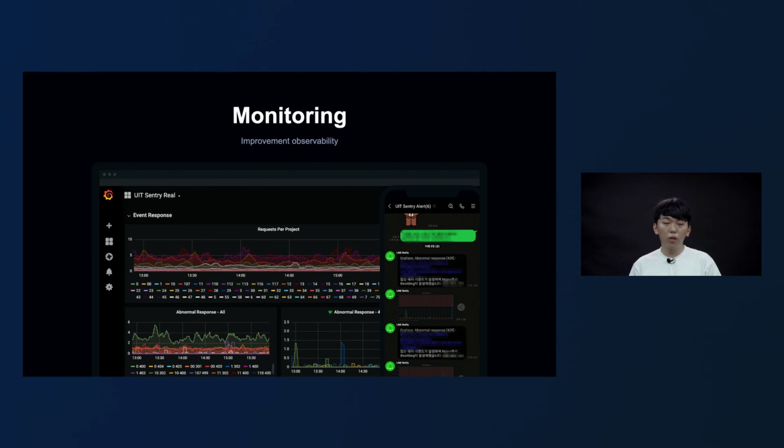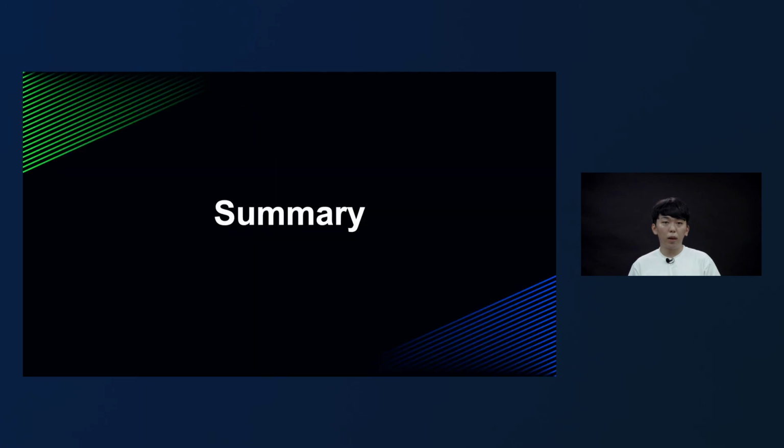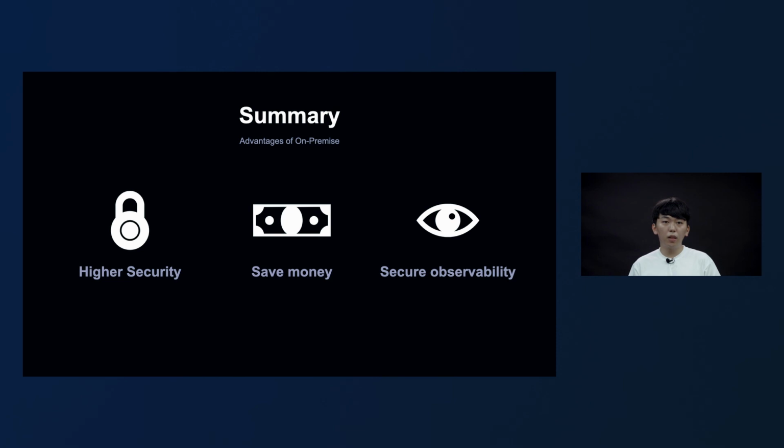We added hardware status indicators such as CPU, memory usage, and disk usage, and visualized them for monitoring. In addition, it is set to observe the status of requests and responses, detect any abnormalities, and send alert notifications via LINE. And thanks to this, it was effective to prevent any errors. Now I want to summarize what I've been talking about. Finally, let's summarize the advantages of on-premise.